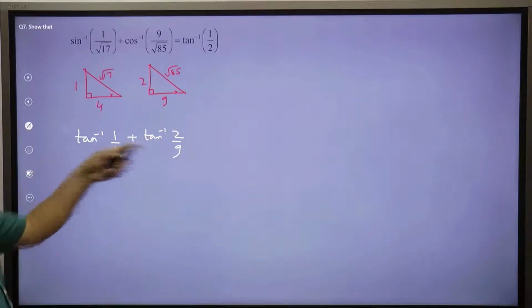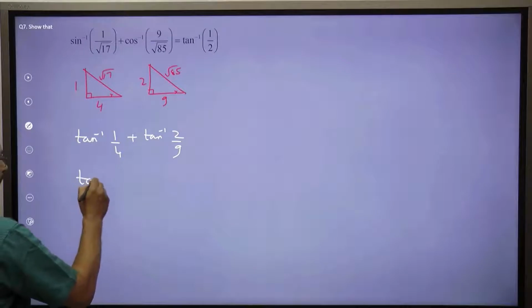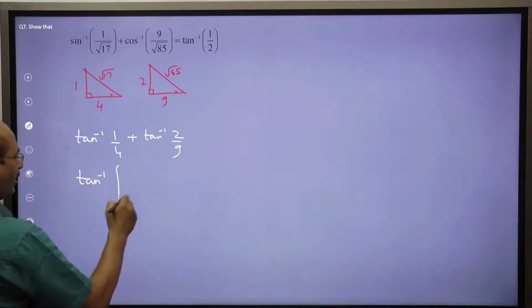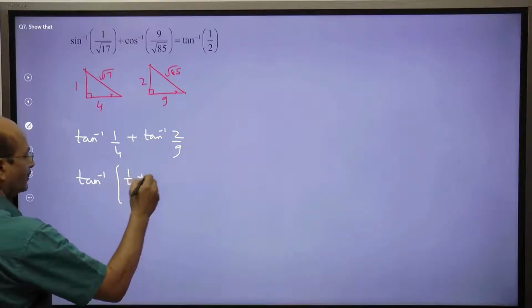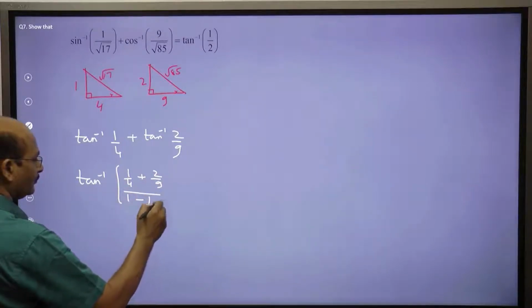Now everybody knows tan inverse x plus tan inverse y. What is tan inverse x plus tan inverse y? It is nothing but tan inverse of x plus y upon 1 minus xy.